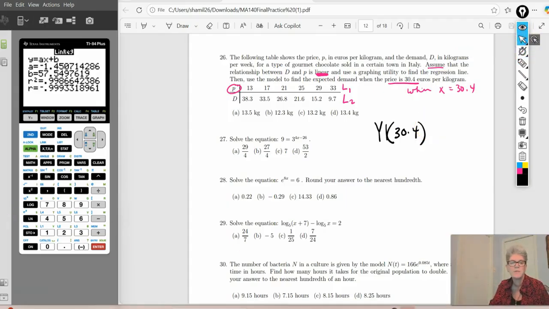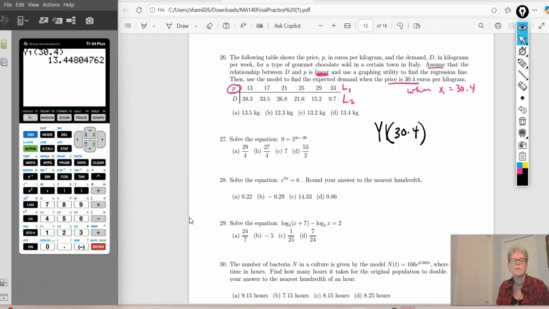Okay. So I'm going to come over to calculator, and I'm going to click on vars. I'm going to go to Y vars, and then press enter. And I'm going to choose Y1 because that's where it's been stored. And then I'm going to supply the parentheses, Y1 evaluated at 30.4, and close parentheses.